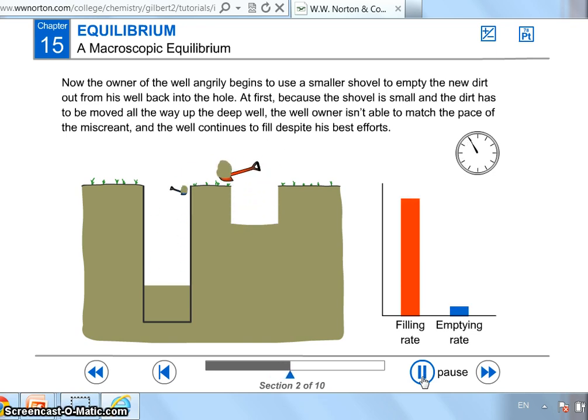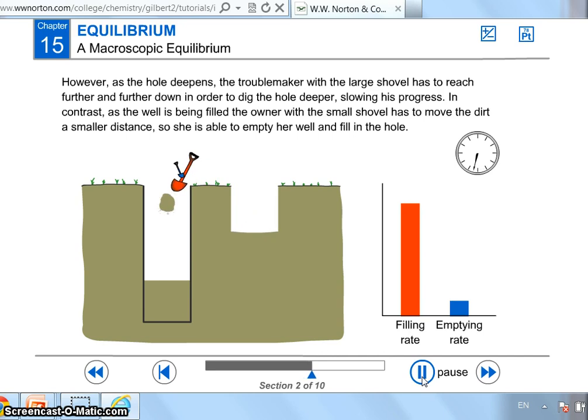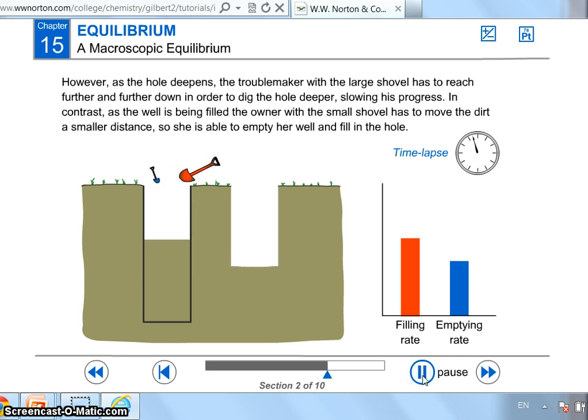At first, because the shovel is small and the dirt has to be moved all the way up the deep well, the well owner isn't able to match the pace of the miscreant, and the well continues to fill despite his best efforts. However, as the hole deepens, the troublemaker with the large shovel has to reach further and further down in order to dig a hole deeper, slowing his progress. In contrast, as the well is being filled, the owner with the small shovel has to move the dirt a smaller distance, so she is able to empty her well and fill the hole.